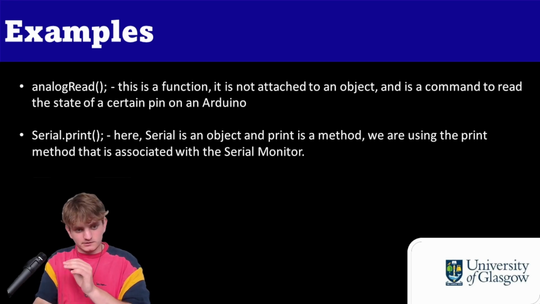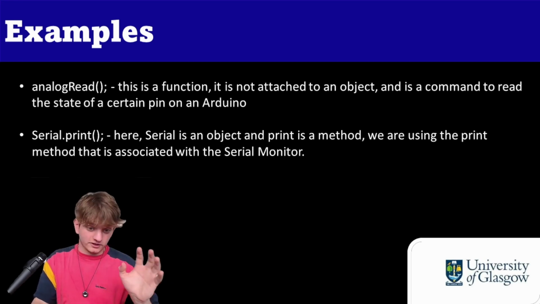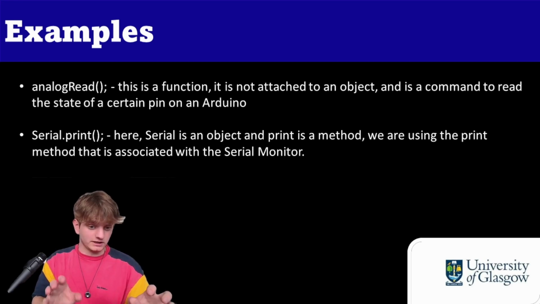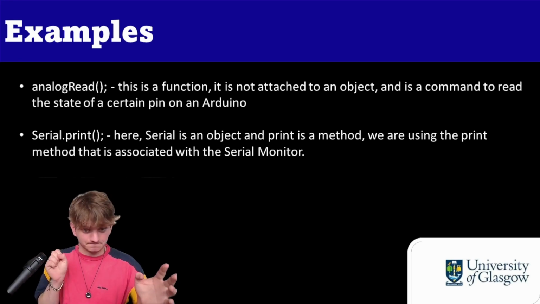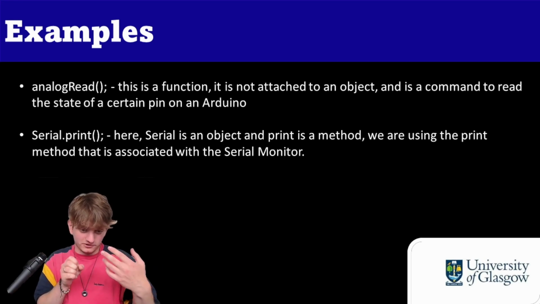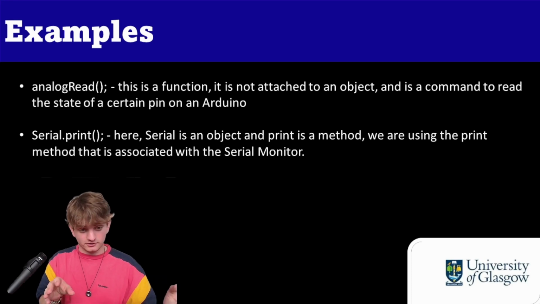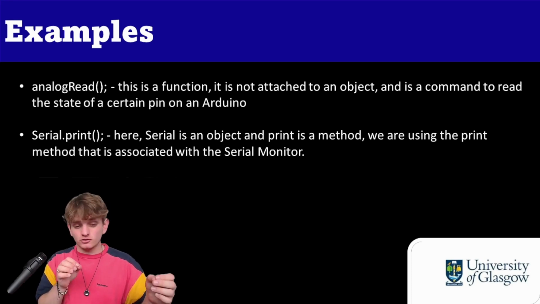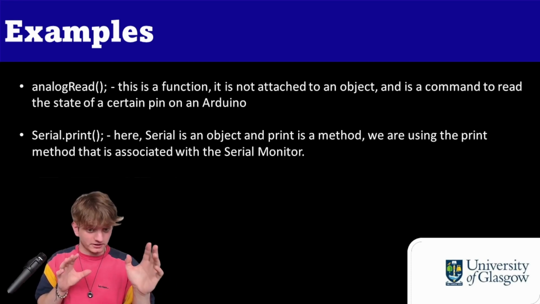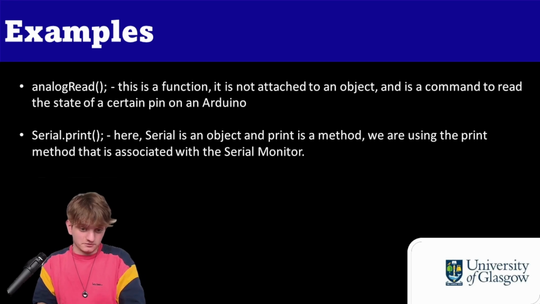Serial.print, however, here Serial is the object and print is the method, because the serial monitor has lots of different functions associated with it, and they're all generally quite unique to the serial monitor. So we do Serial.print to specify that we want to print to the serial monitor.